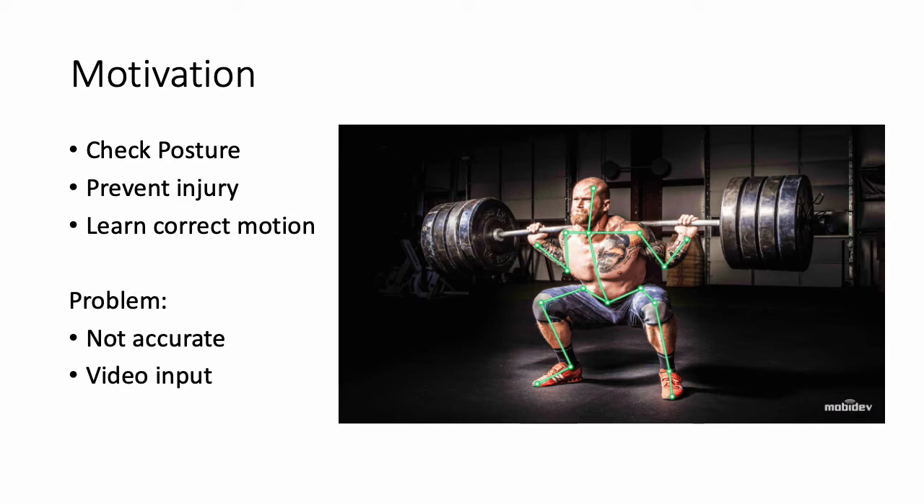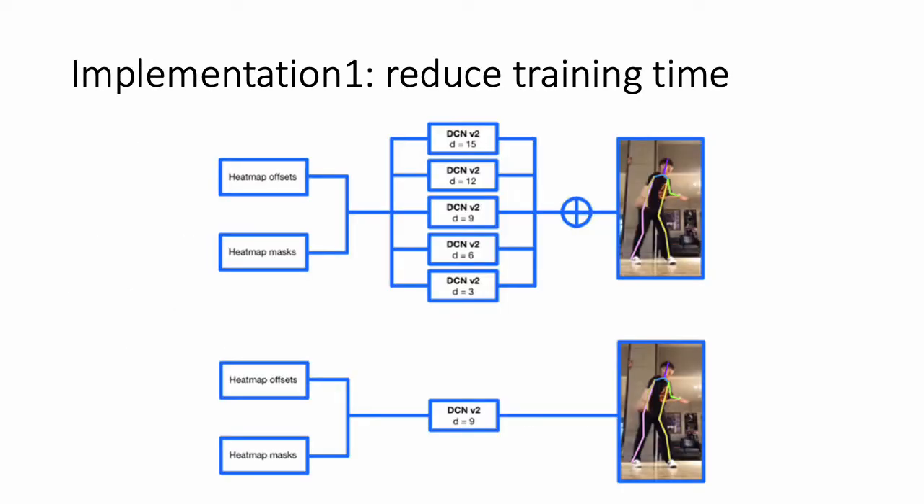However, there are some problems with the current models, which is they are not very accurate with video inputs because most of the state-of-the-art models are focusing on image human pose estimation. So I implemented a paper with the model called DC Pose, which is a state-of-the-art model focusing on video input human pose estimation. The first implementation I did is to reduce the training time because DC Pose was trained on 2 NVIDIA GPUs and the data set is around 100 gigabytes. So it's very hard to train on my own computer.